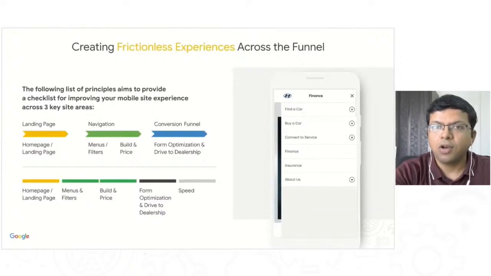Now, how should an auto website look? You should have a landing page. You should have navigation, like the menus and the filters where you can show multiple options to the user. And then there is a conversion funnel, which is where you would want the user to give their name, phone number, and all these details, right? So these are the three broad sections you should have on the website, and we'll talk about some of the best experiences for each of these sections.